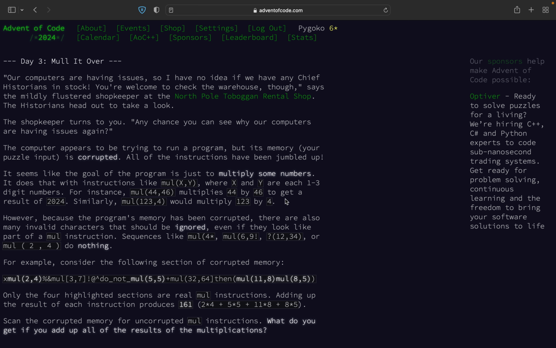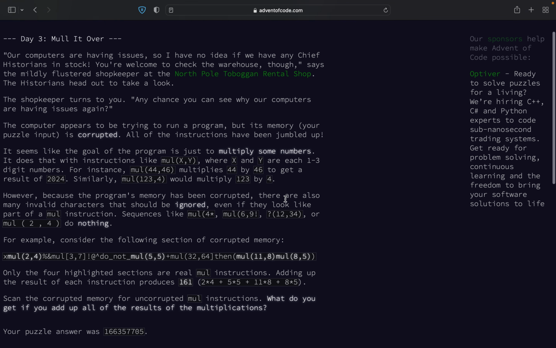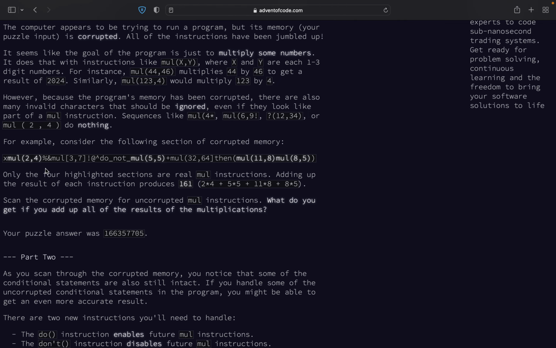So for this first problem, they wanted us to look at this string. And they want us to parse it so that whenever you see mul parentheses 2, 4, we extract it out and we multiply 2 times 4. And we keep doing that: multiply 5 times 5, 11 times 8, and 8 times 5. Then we find the sum of each of those products, and we get 161 in this case.